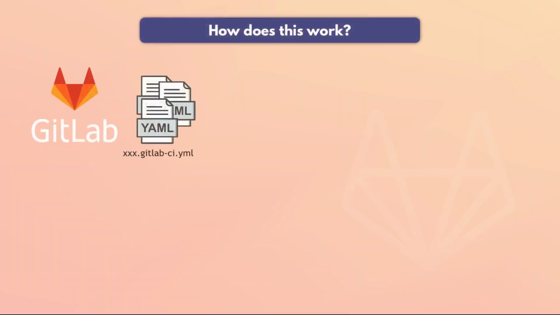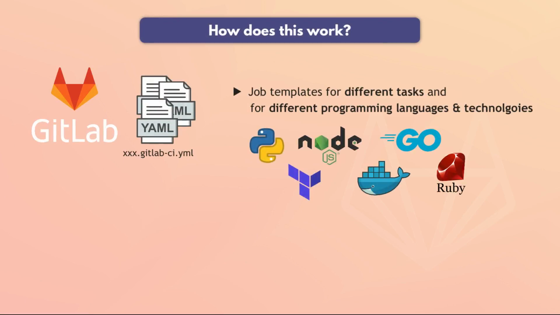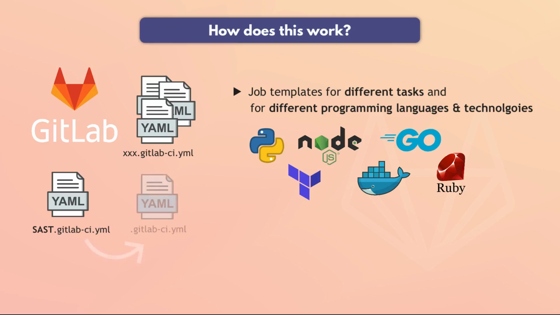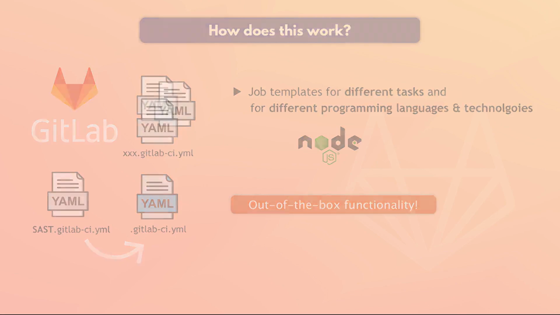GitLab provides readily available templates for jobs for different programming languages and technologies. And one of these job templates is for running static application security tests. So in order to see how it works, we will use one of the templates and add a job in our pipeline that will run SAST on our Node.js application. So we are getting this functionality out of the box with very little configuration effort on our side.